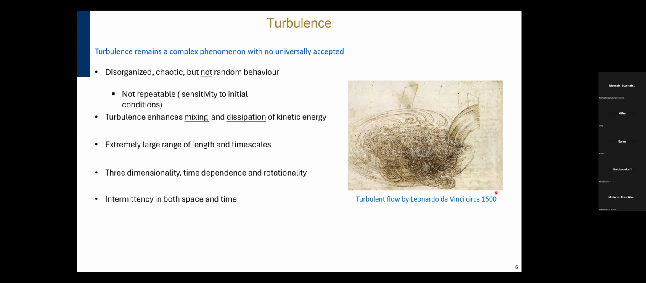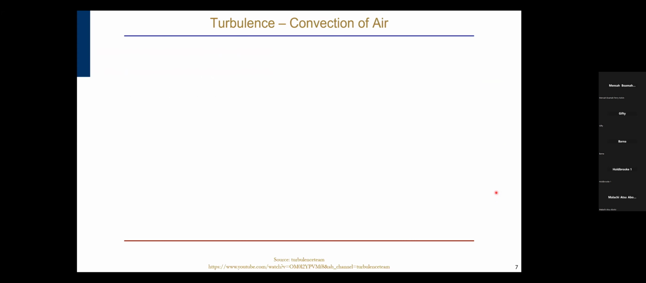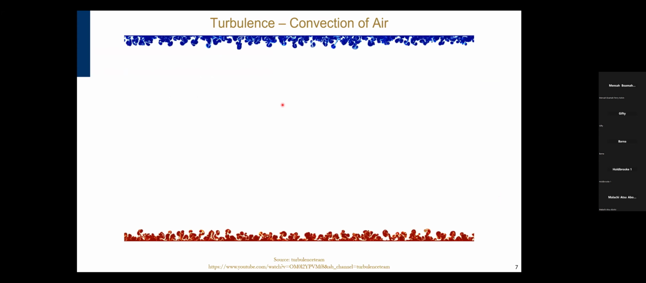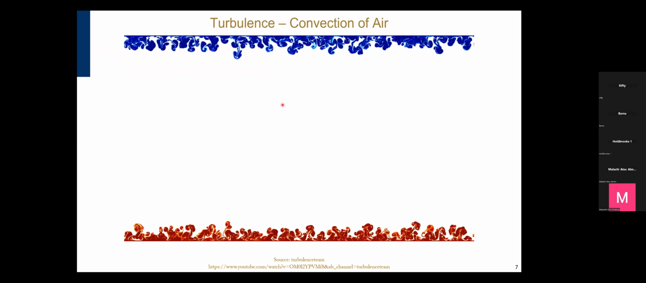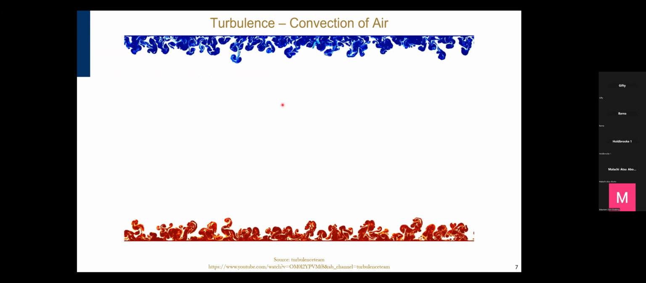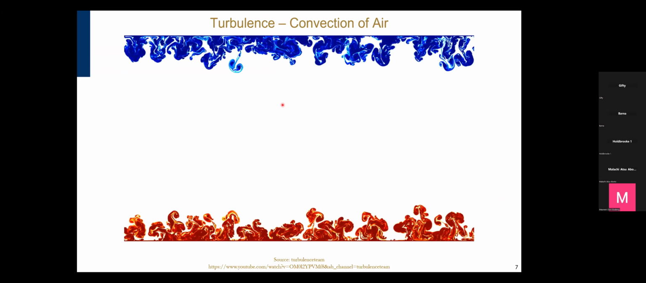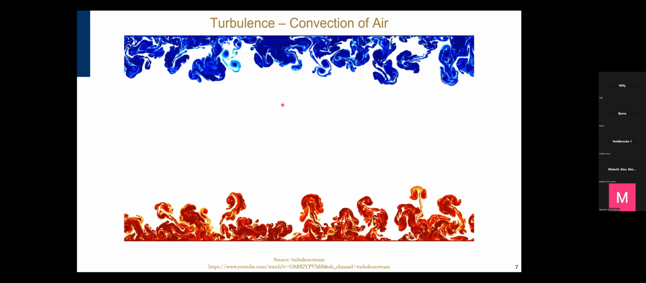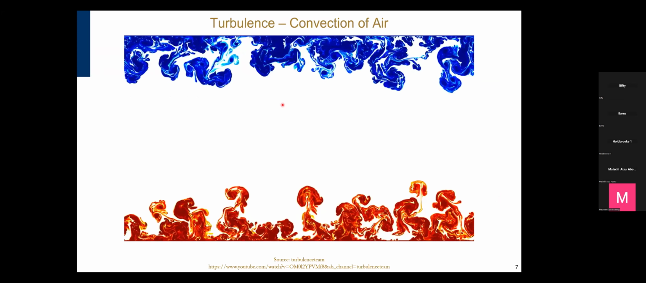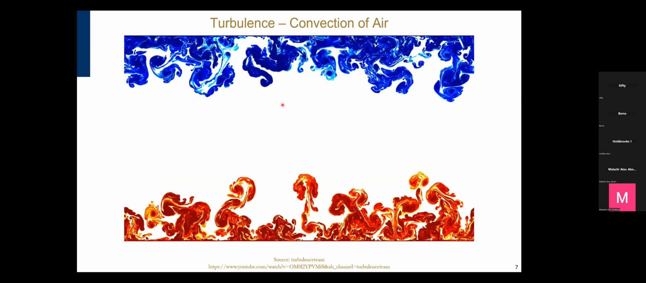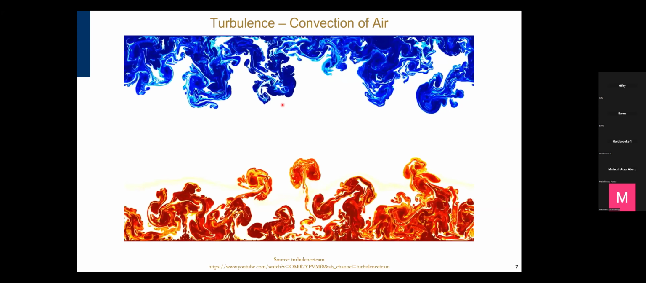With all of this, I'll give you something to look at, which is the case of convection of air. In this convection problem, you are heating the bottom plate, and the top plate is maintained at a constant temperature. By so doing, the air at the bottom is less dense compared to the air at the top, and so you end up having motion of the whole domain.